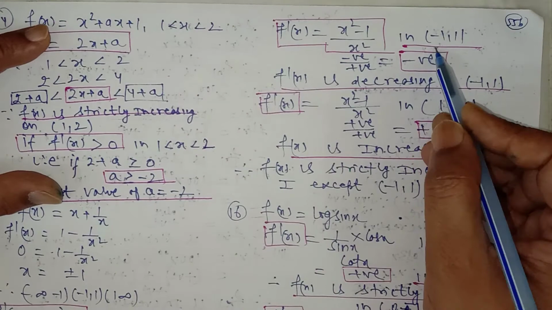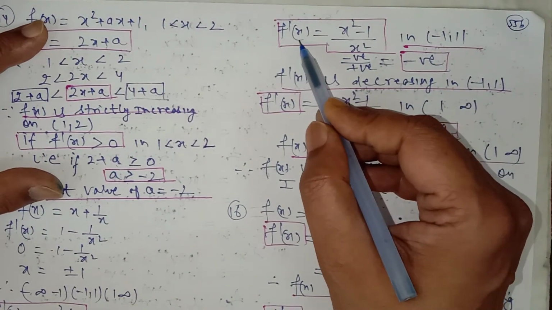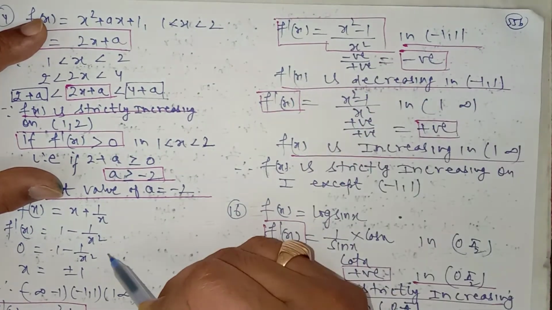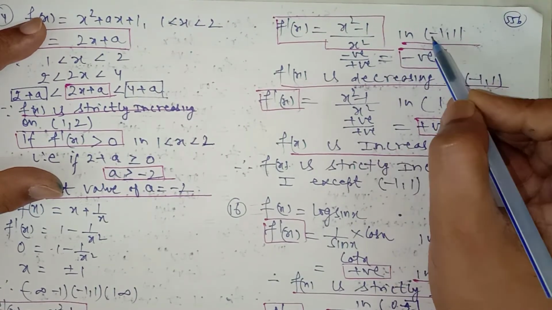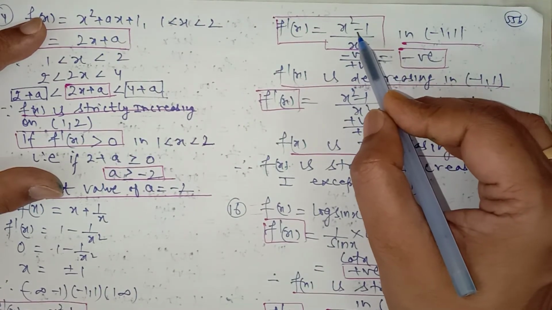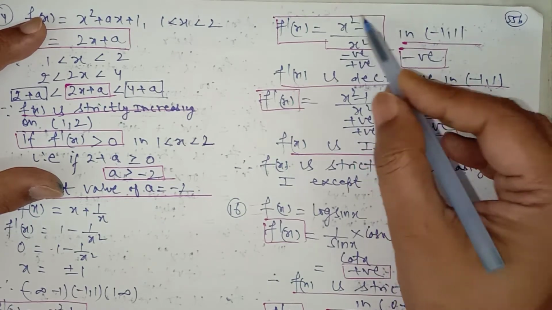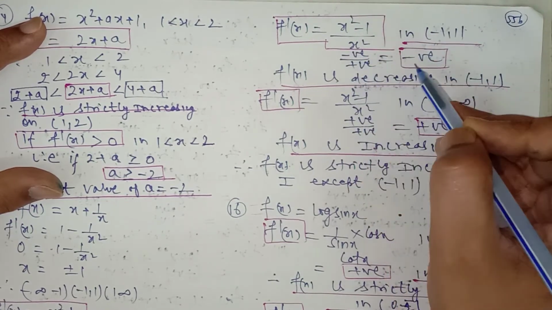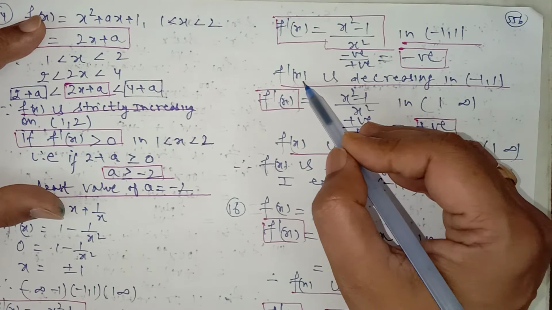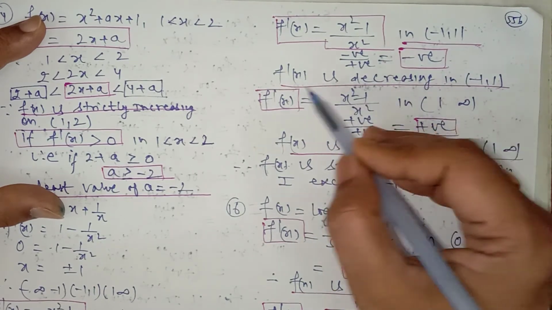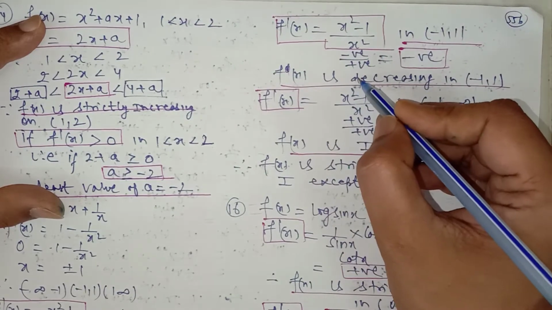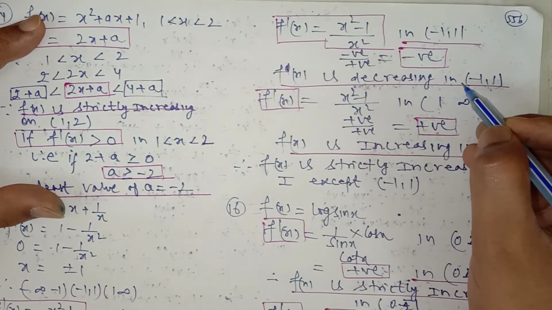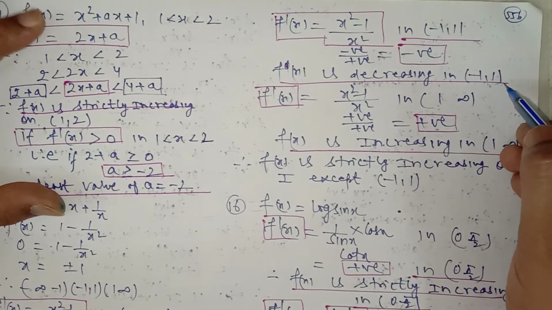Now in the interval minus 1 to 1, f dash x is equal to x square minus 1 upon x square. We have already found it. In this interval, the numerator will always be negative. If we put any value of x in the numerator, and in the denominator any value except 0, then it will always be negative. f x is decreasing, not f dash x. The first derivative is negative, so f x is decreasing in the interval minus 1 to 1.